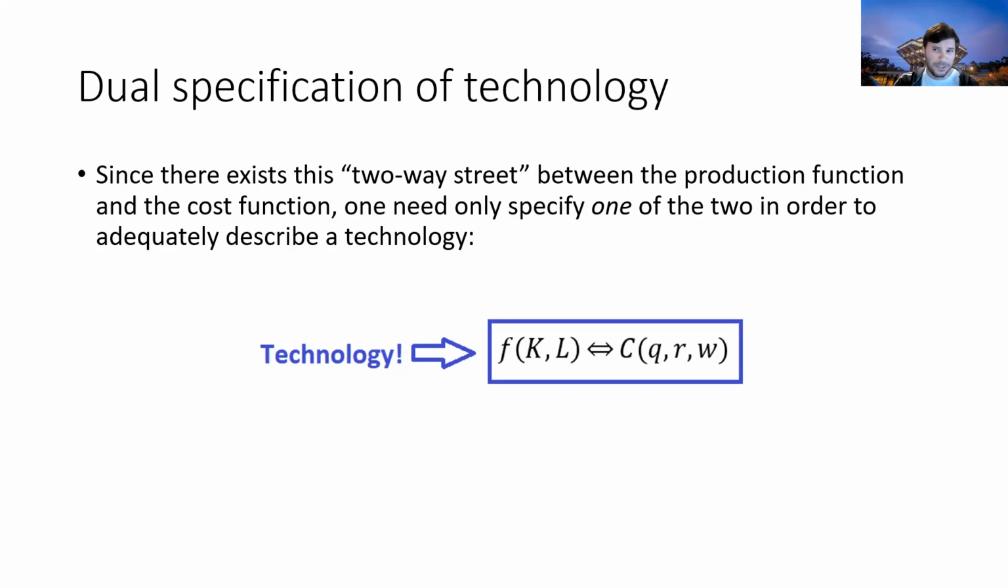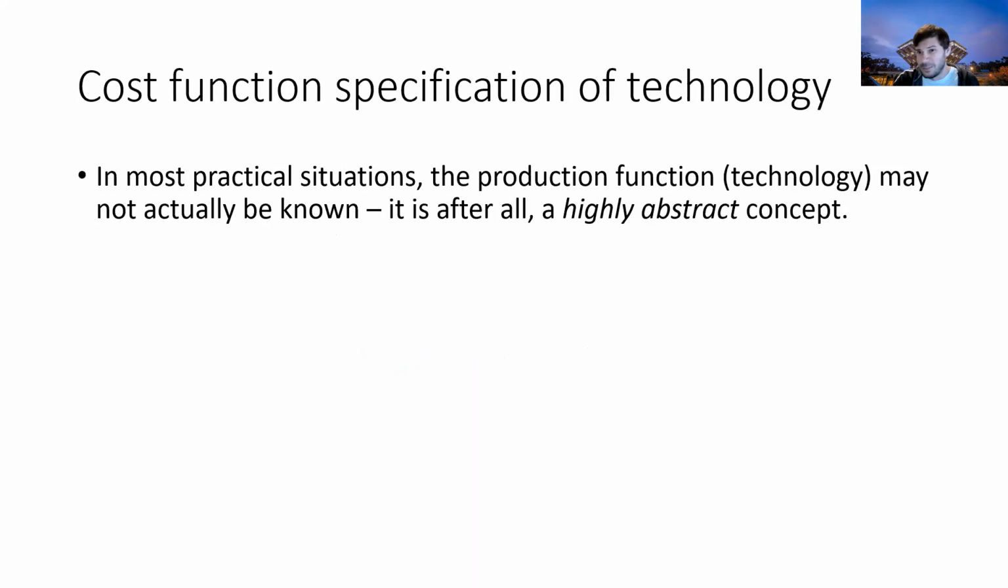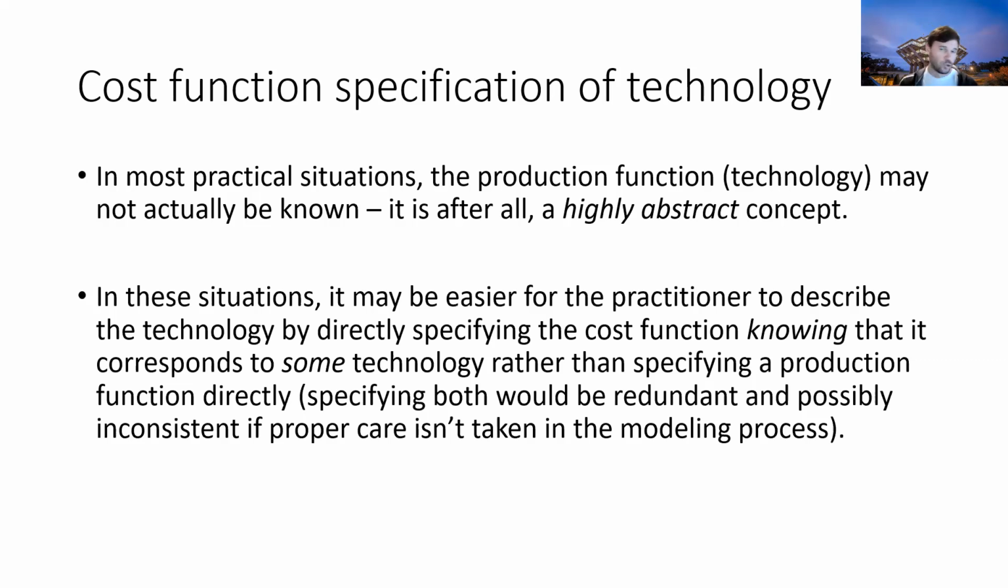And in most practical situations, production functions may not actually be known. They're highly abstract. It may be easier to describe a technology with cost data. I know how much stuff costs. I know how much I produced. That's a little bit easier than trying to define a capital unit and a labor unit, if you think about it. So being able to ride that two-way street is going to be pretty important for us in terms of thinking about this dual description of a technological relationship.